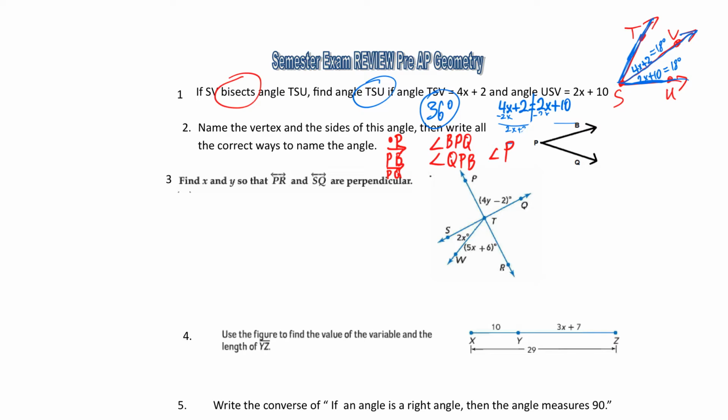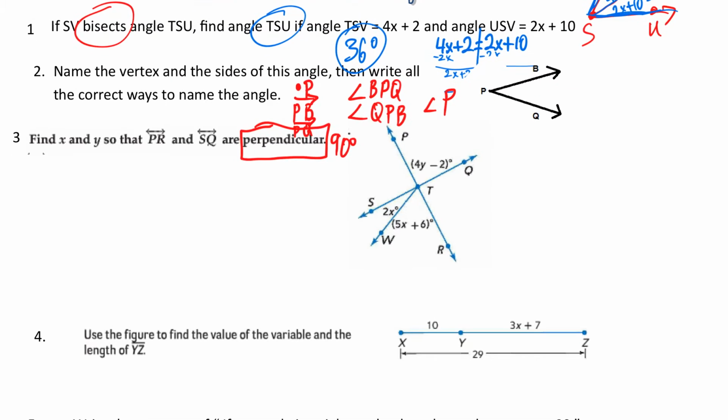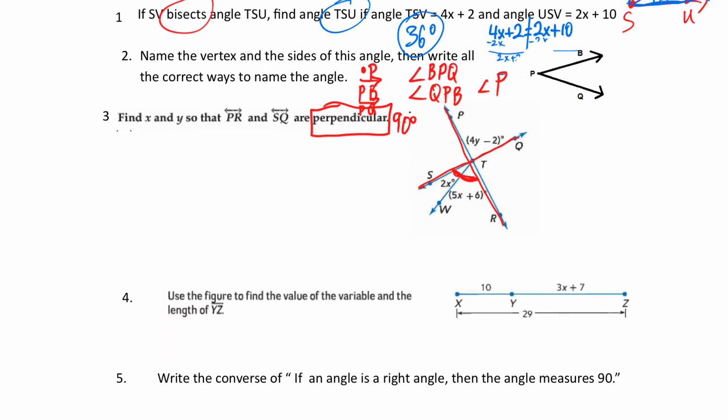Number 3, find x and y so that PR and SQ are perpendicular. What does perpendicular mean? They got to make it 90 degrees. That's the most important part of that. Perpendicular means 90 degrees. So find the value of x and y to make this line and this line perpendicular. So what's going to have to be true of these 2 angles together right here? They're going to have to add up to 90, right?